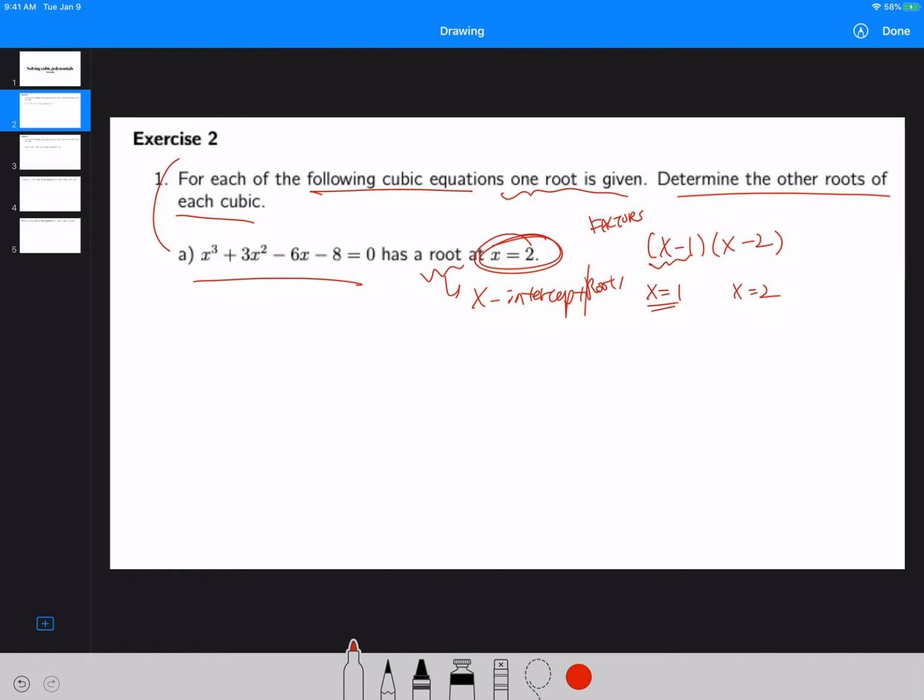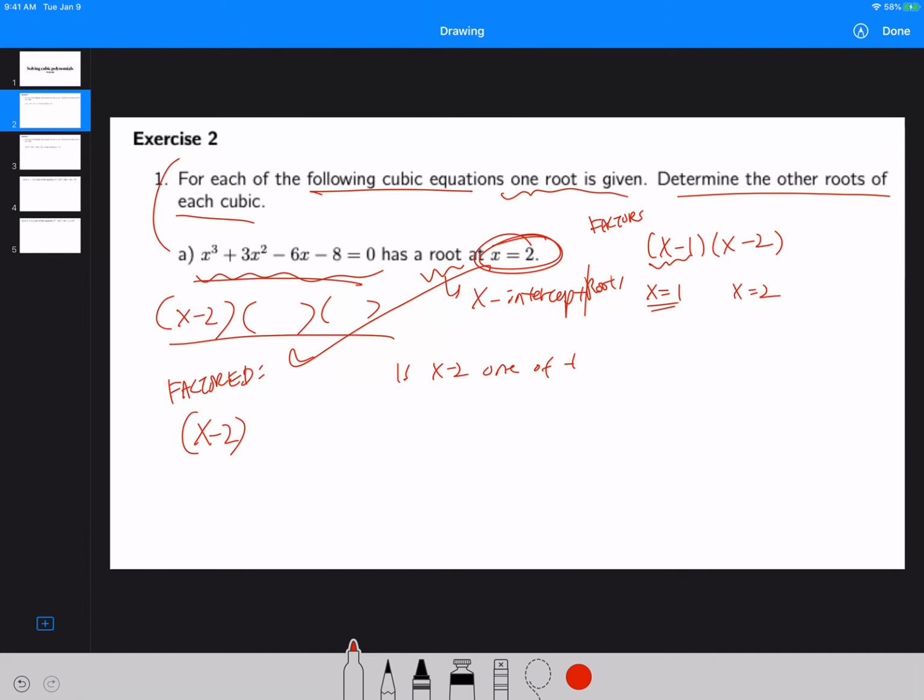Okay, so now I have x equals 2. If I put this in factor form, what do I get? That would mean that it's x minus 2. Okay, so let's say supposedly I was able to factor this. Is x minus 2 one of those factors? That is really the essence of the question. And that's all you're going to be checking for.